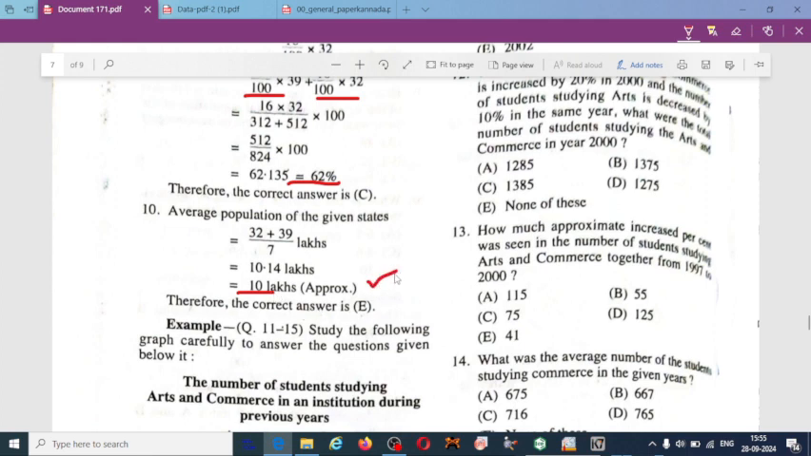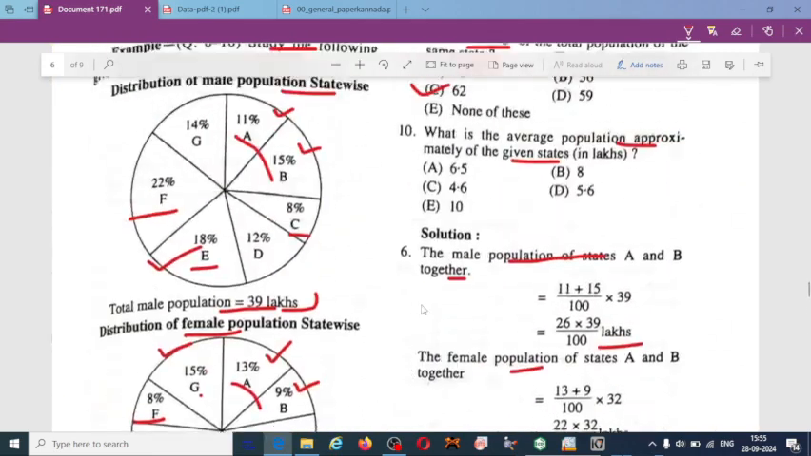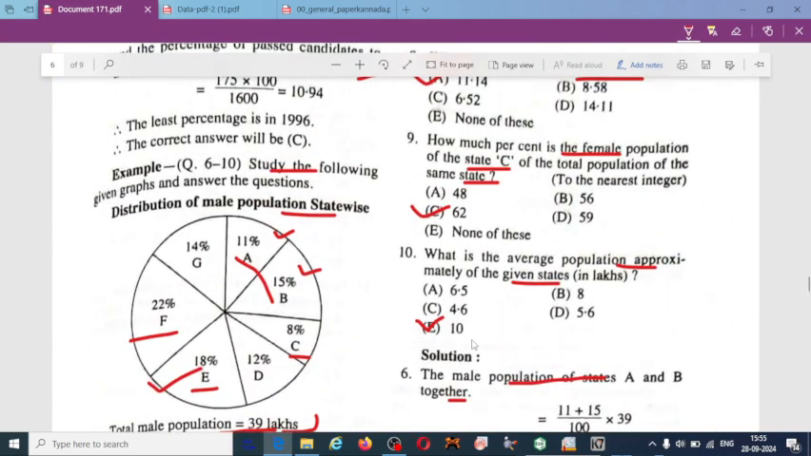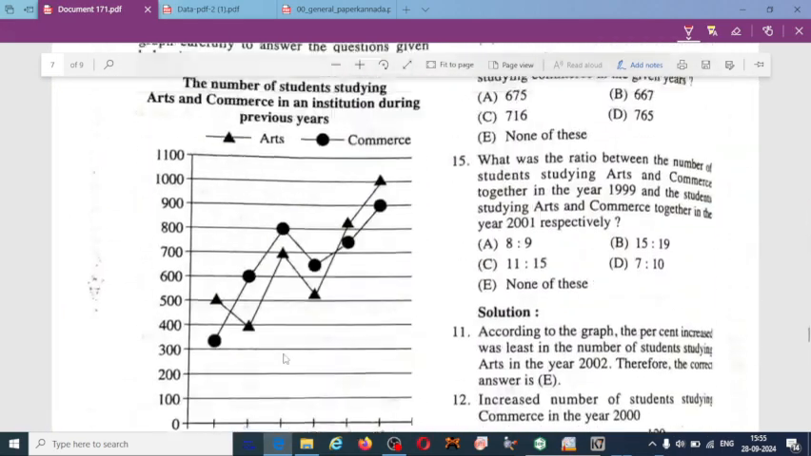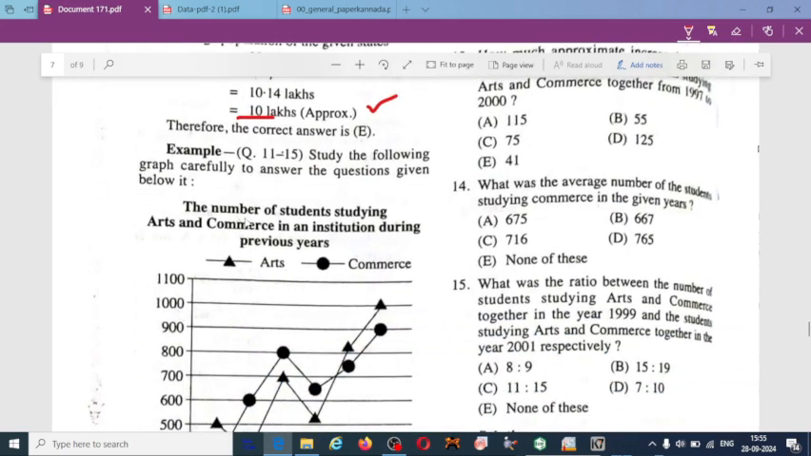Approximation is also very important in data interpretation if you have decimals. So that's why percentage, ratio and approximations are required for the calculation. 10 lakh. So option E is correct. The last one, example, because however many problems you solve in data interpretation, that much practice you will have, and you can easily save time once you practice the questions related to data interpretation.